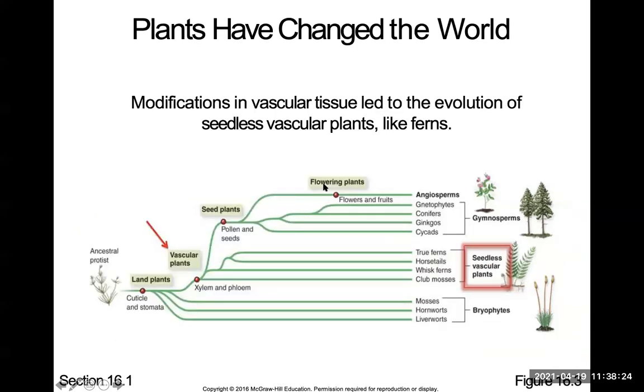Still, there are no seeds. Seedless vascular plants, that's the name, because they don't make seeds, they make spores. So modification in vascular tissue led to the evolution of seedless vascular plants. That's the group we have, mostly ferns.